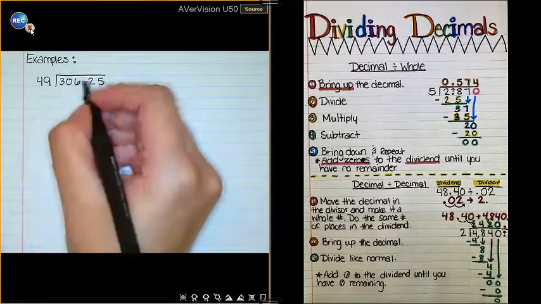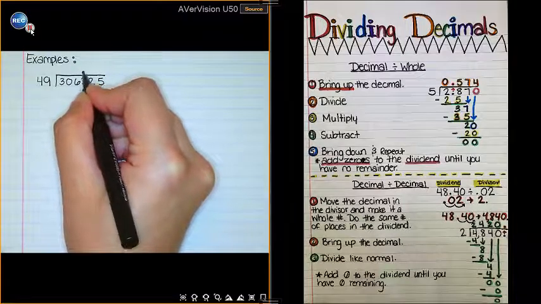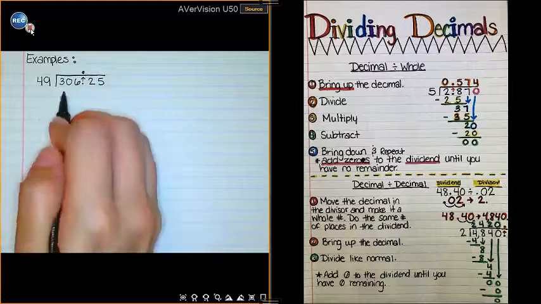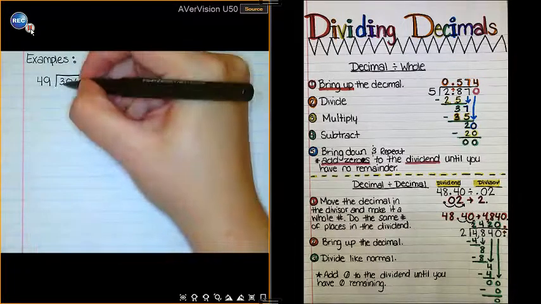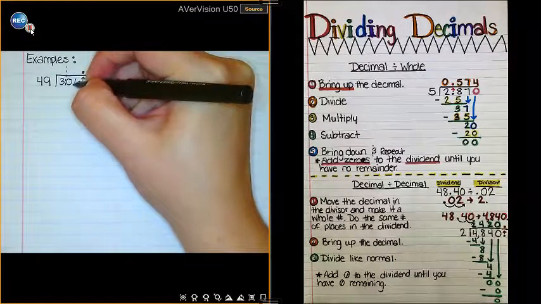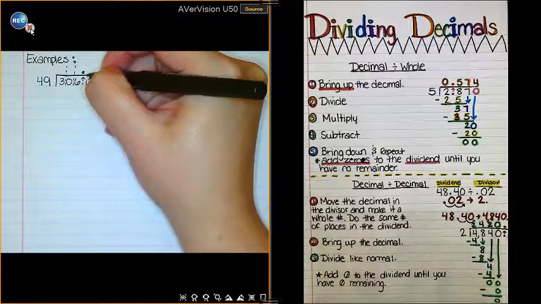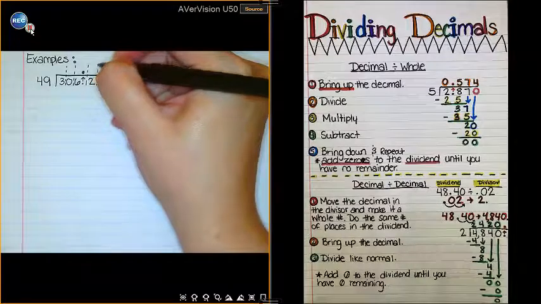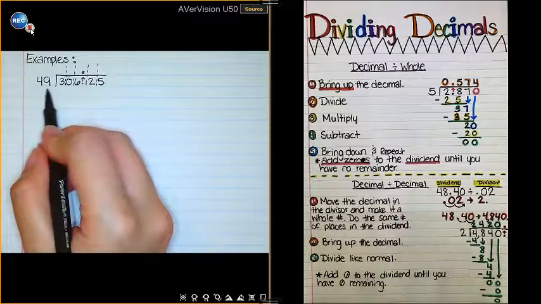So our first step is to bring up that decimal. And it's always very important that when you're dividing to make sure that you have everything neat. Leave a little bit of space in between each number. That way you know if you can stop dividing and you can see each place value. I like to tell my students to do this because it helps them keep track of where they are.